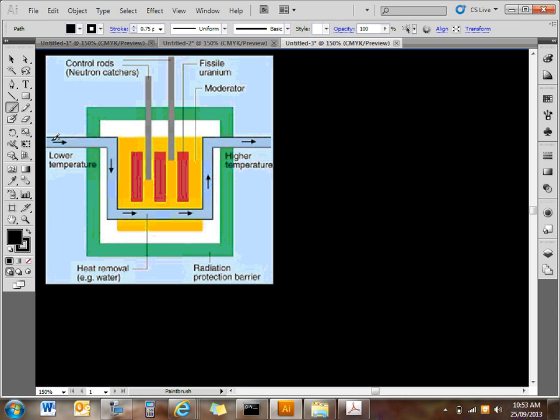So this is all contained inside 10 centimeters of steel, encased in a few meters of concrete. This is the radiation protection barrier, okay? We do have some connection to the outside world through this water exchanger here. Water comes in here, cold or cool temperature water. It gets heated, superheated by moving through the moderator, and then it comes out at a higher temperature, creates steam, turns a turbine, makes electricity. Okay.